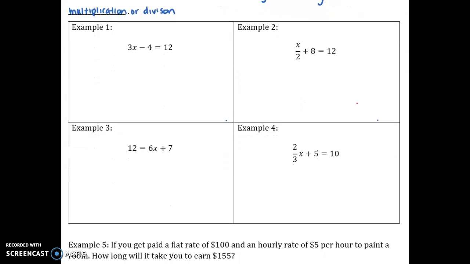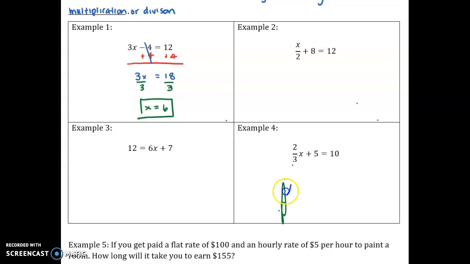Let's do a few examples, and then the rest of the time will be yours. First, here, we have 3x minus 4 equals 12. So the first thing we need to do is move the adding or subtracting over before we do dividing. The opposite of subtracting 4 would be to add 4. So now I have 3x equals 12 plus 4, which is 18. Then, to isolate the x, since 3 and x are being multiplied, I divide by 3. So x equals 18 divided by 3, which is 6.